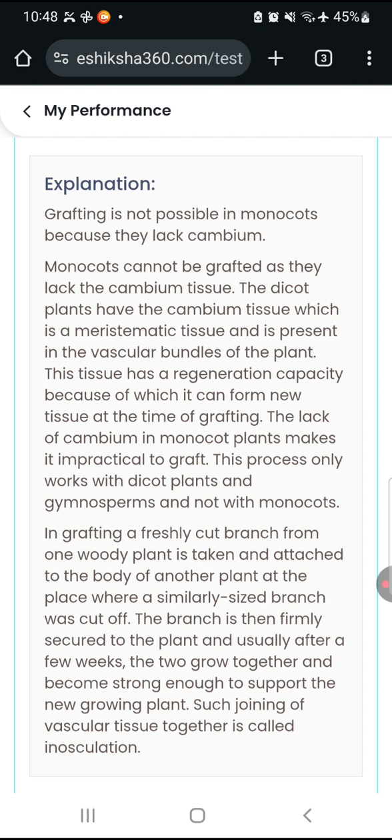In grafting, a freshly cut branch from one woody plant is taken and attached to the body of another plant at the place where a similarly sized branch was cut off. The branch is then firmly secured to the plant, and usually after a few weeks, the two grow together and become strong enough to support the new growing plants. Such joining of vascular tissue together is called inosculation.